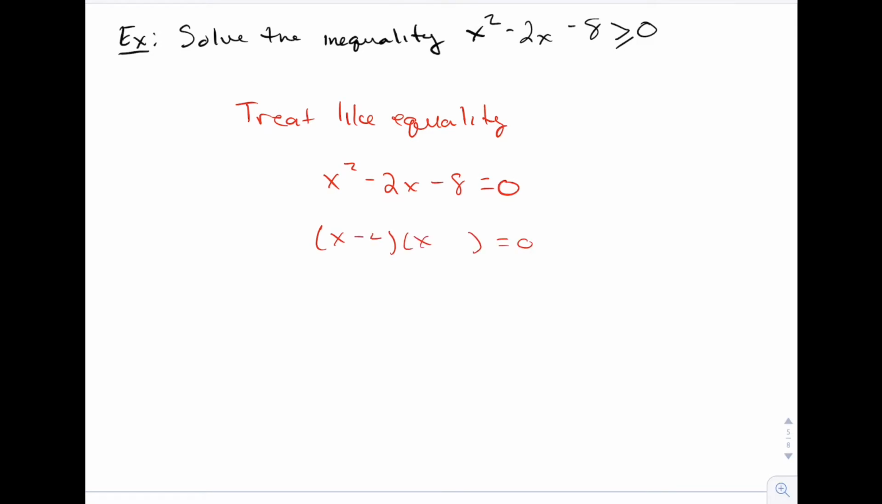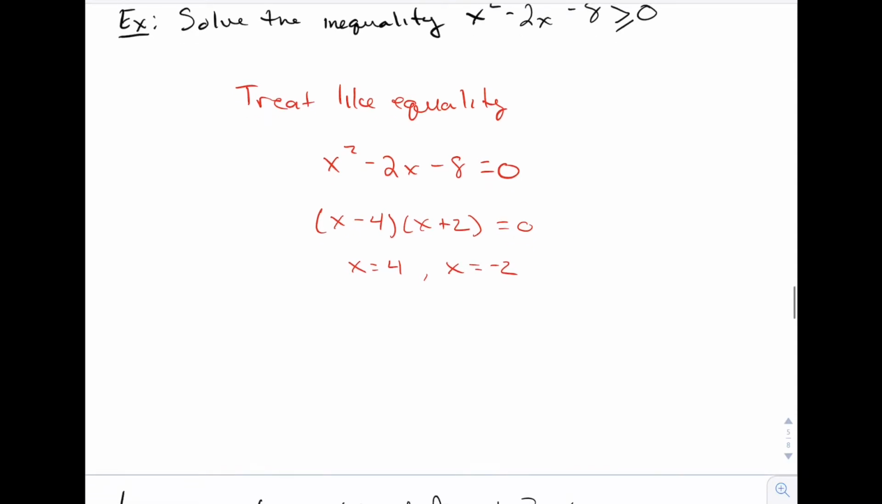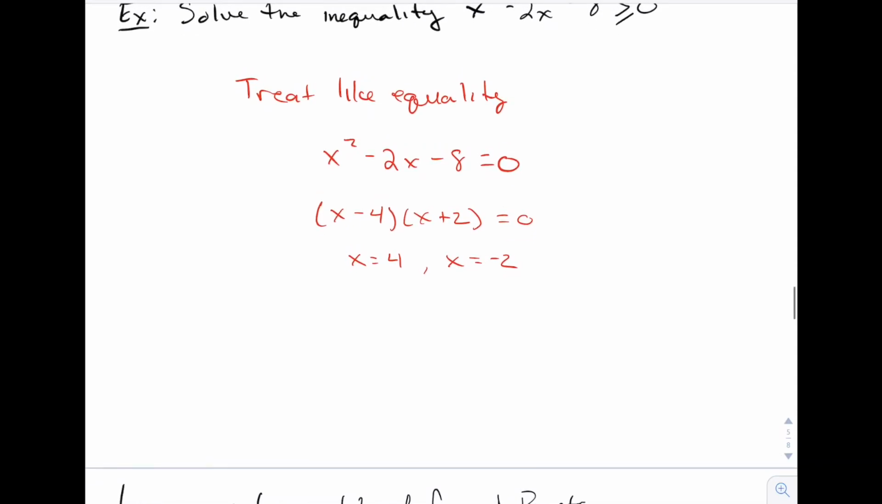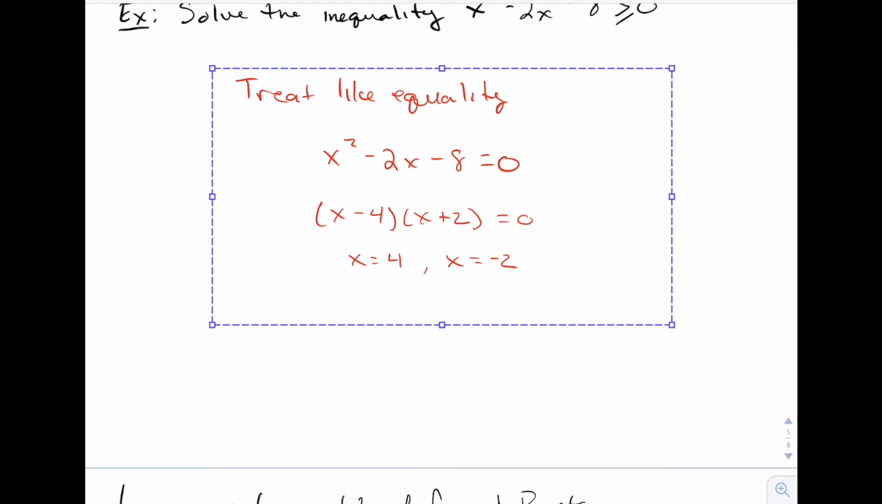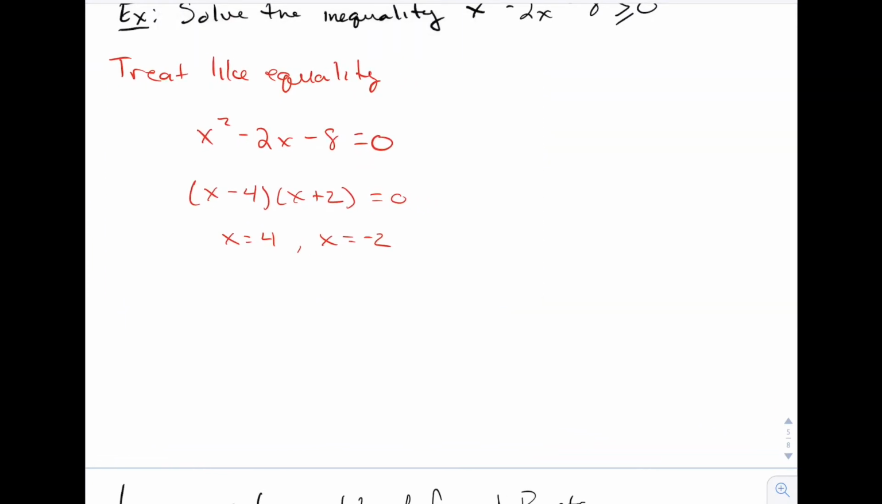We have x minus 4 and x plus 2. And so I get the two values of x is equal to 4 and x is equal to negative 2. And this is where we really stop treating it that way. What we're going to do is we want to do this kind of sign diagram. We've said that what our points do is they partition the interval into disjoint pieces.